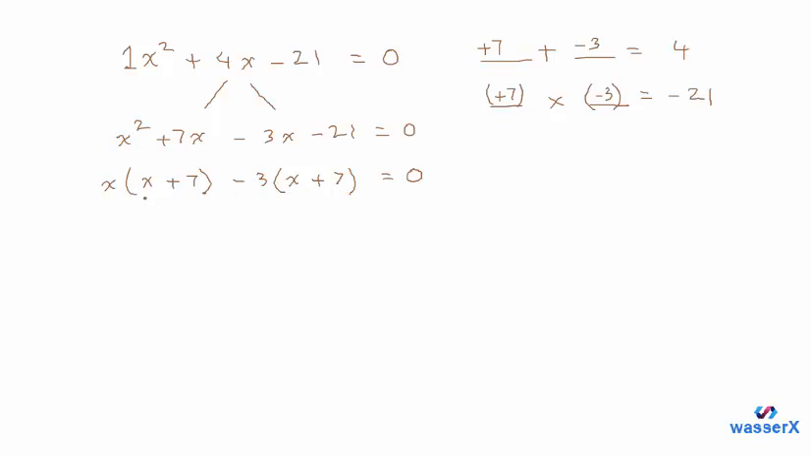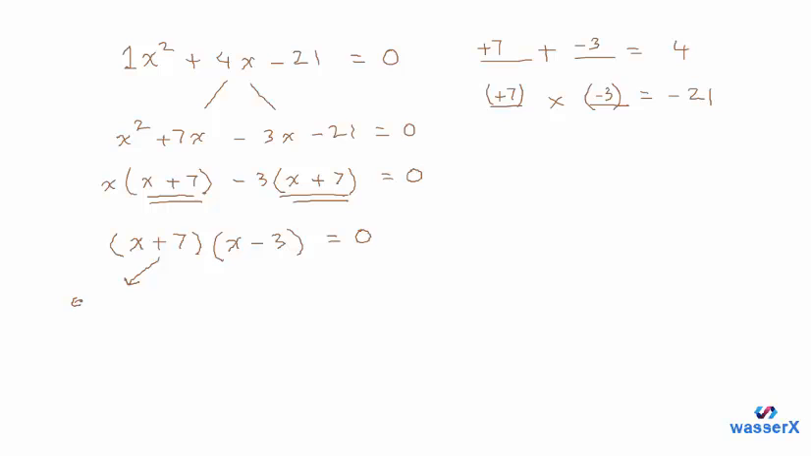Now if you look at these two, x plus 7 is a common factor. So let's take that out as a whole. So we have x plus 7, the common factor out. We are left with an x and a negative 3. There you go. You have something times something is equal to 0, and this is exactly what we were looking for. This was the whole idea of splitting this up so that we could pair them up.